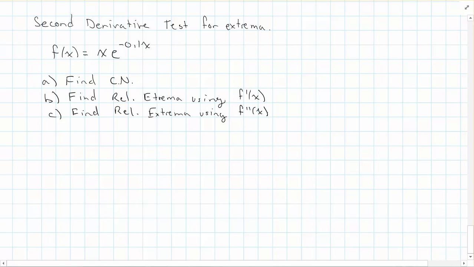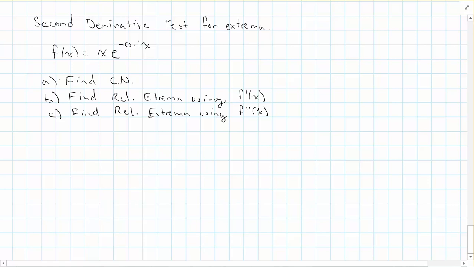And now it doesn't matter on a homework problem or a quiz or an exam whether you use the first derivative to determine whether you have a relative extrema or whether you use the second derivative to determine whether you have a relative extrema. Both have their advantages and disadvantages. The first derivative has its advantage of you only need the first derivative. The second derivative one has its advantage that you only have to plug in one number. So let's go ahead and see what we have here.